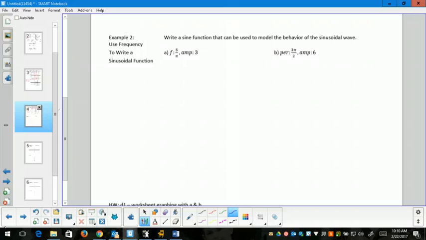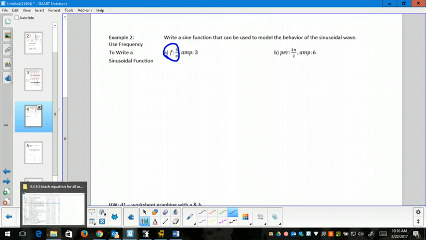All right, writing a function. Write a sine function that can be used to model behavior of a sinusoidal wave. You're actually going to be given some graphs later, not today, maybe a couple today, but mostly in numbers, where you can figure out the period from the graph and the amplitude from the height, and you're going to write the equation of it. So here's the frequency. Something to remember about the frequency, it is the reciprocal of the period.